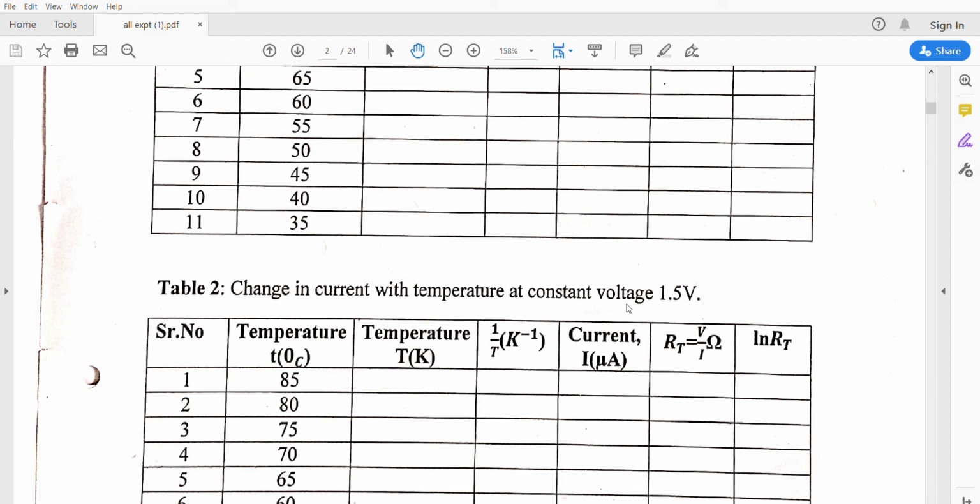So while doing the experiment, we need to understand some precautions also. The following precautions shall be taken. The diode must be reverse biased. It is already in reverse. It is an inbuilt function.